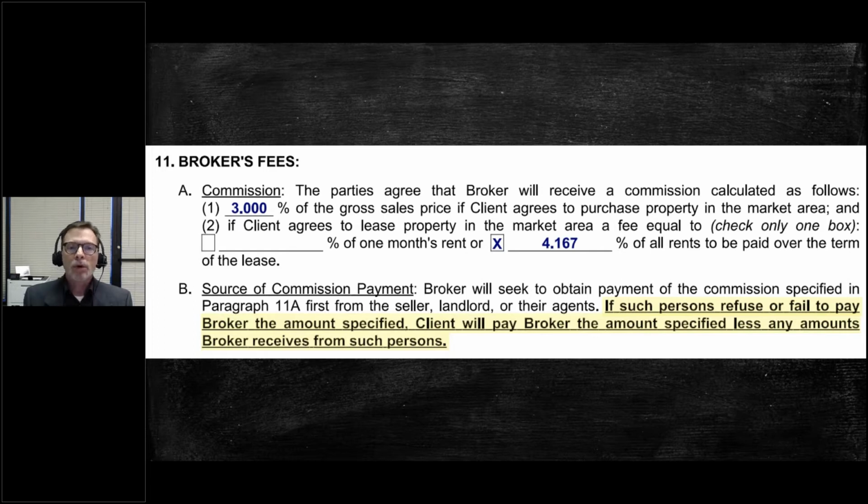But it's important to realize how this document works, the technicalities of how it works, so that if push comes to shove, one, you know where you stand and what's going on. But two, if the buyer or the tenant is asking questions like this, you need to be able to explain it.